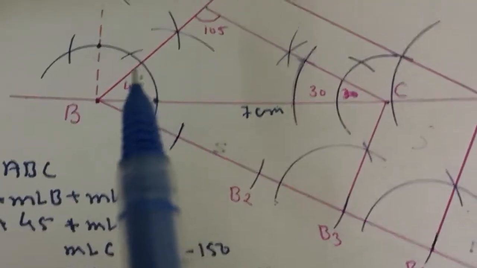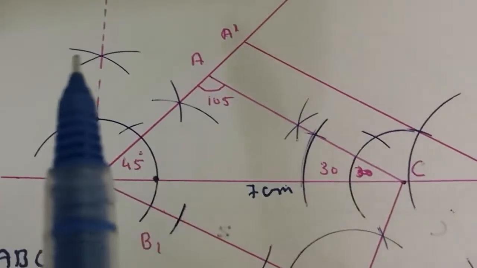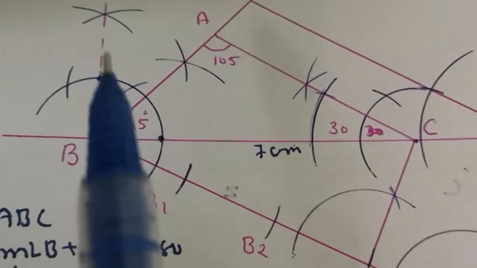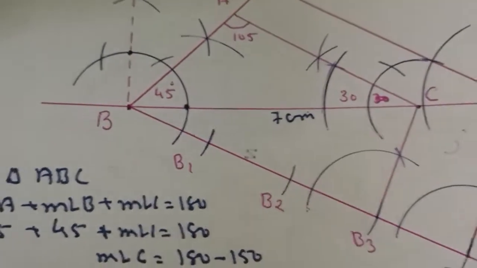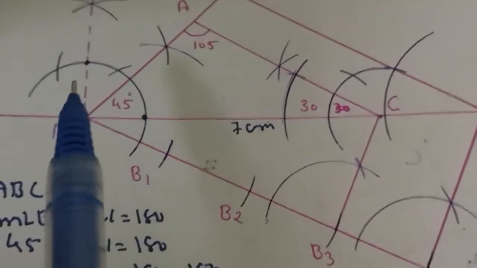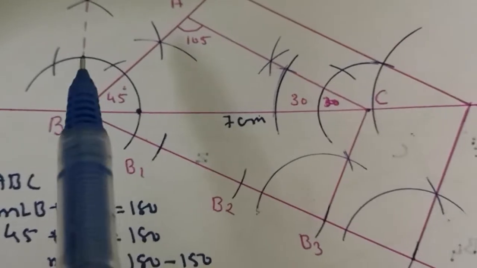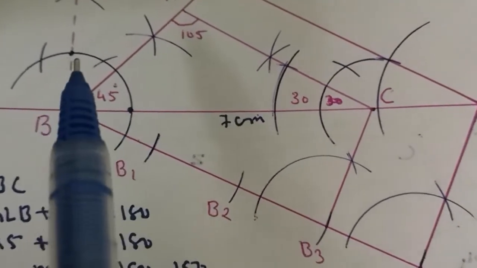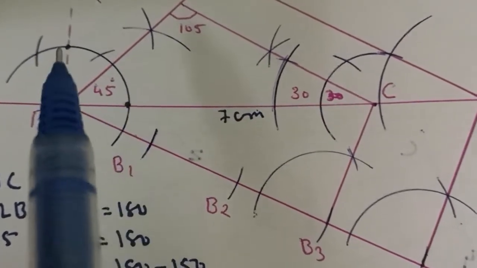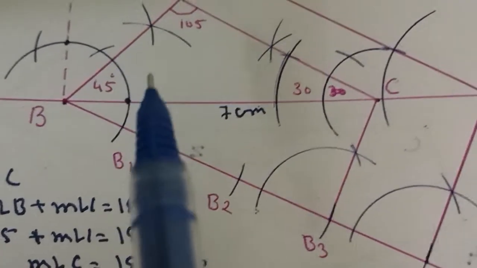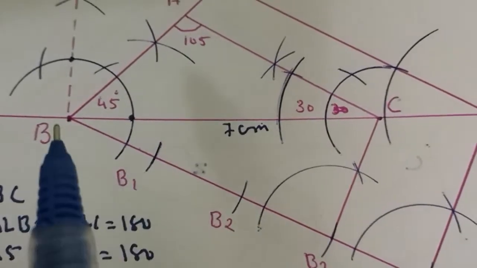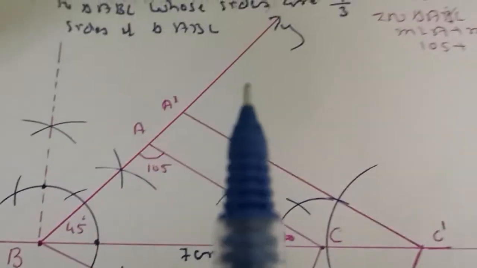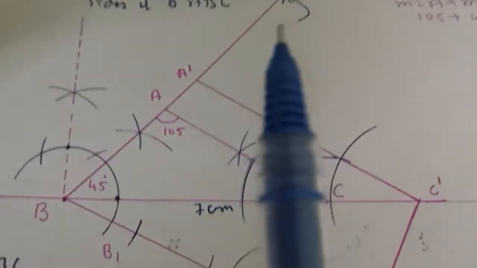From these two arcs you are going to draw two arcs intersecting each other. From that point of intersection to point B you are going to draw a dotted line which will be 90 degrees. Now you have to bisect this angle 90 into two parts. So from this point and this point, these two dark points, I am going to draw arcs intersecting each other. From point B and the intersecting point, I am going to draw a ray BY.